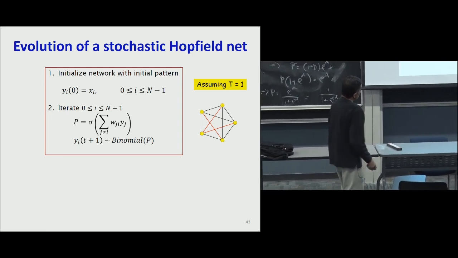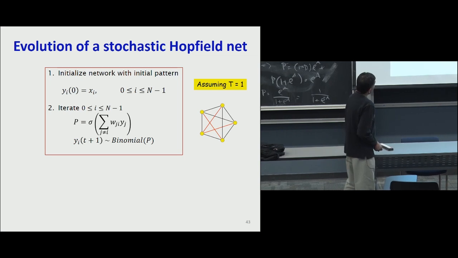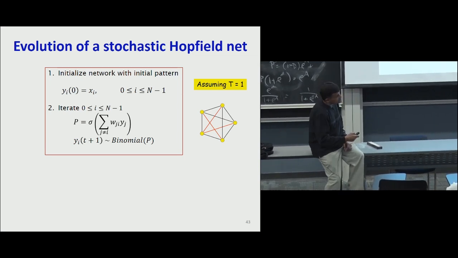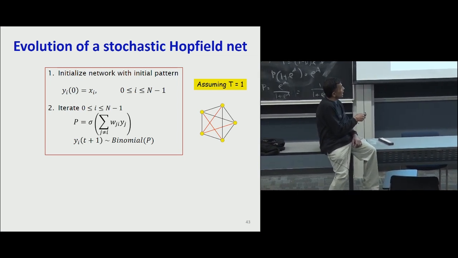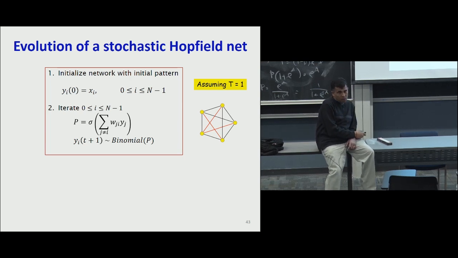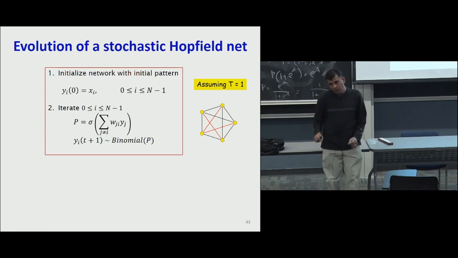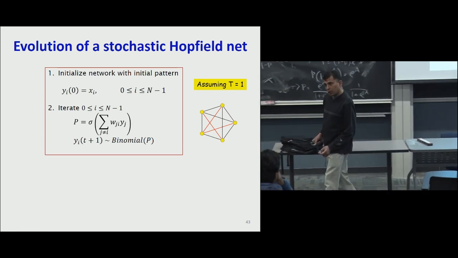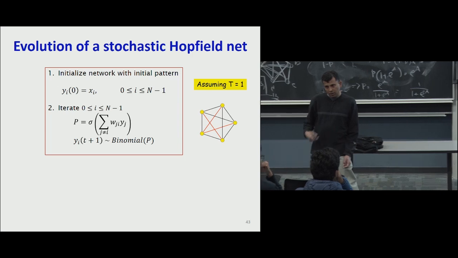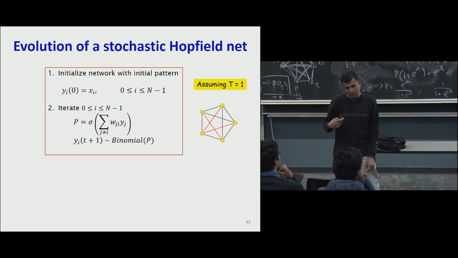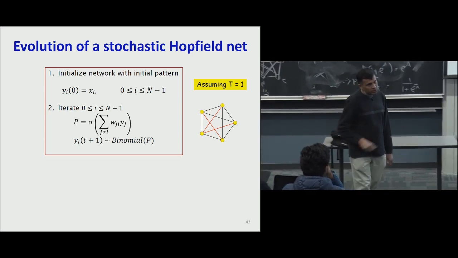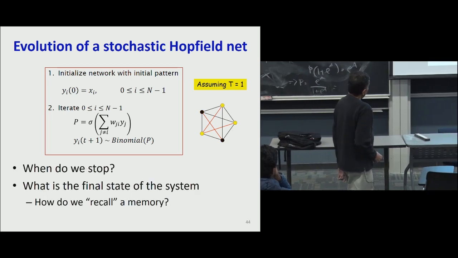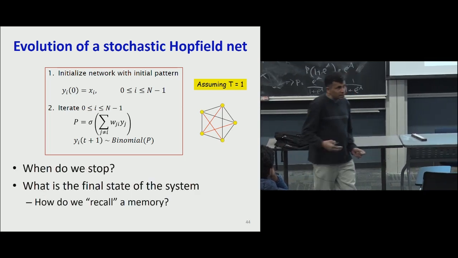And so here's how the thing works. If I don't have a temperature, I'd initialize the network with an initial pattern. Then I'm going to go through the neurons, and at each neuron I have a probability distribution whose parameter p is given by the logistic function computed on the local field. And I'm going to choose the actual current value of the neuron by drawing from this distribution, right? Now this is evolving, right?